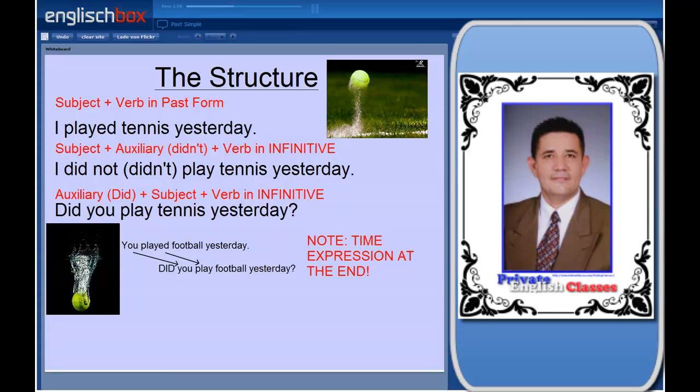As a question, the auxiliary verb did has to come first, and then the subject, and then the infinitive, and then the object. So, did you play tennis yesterday? It's very important to note here that we use the infinitive form of the verb in the negative and in the question form, and not the past form.